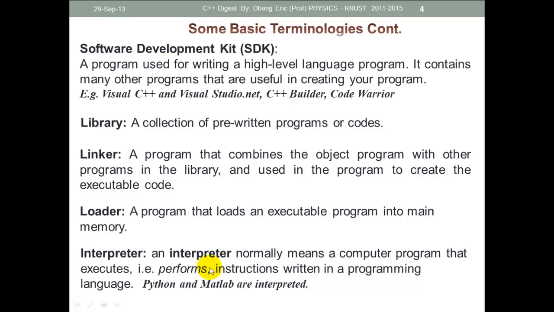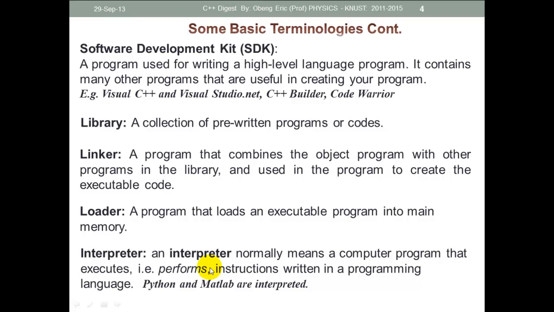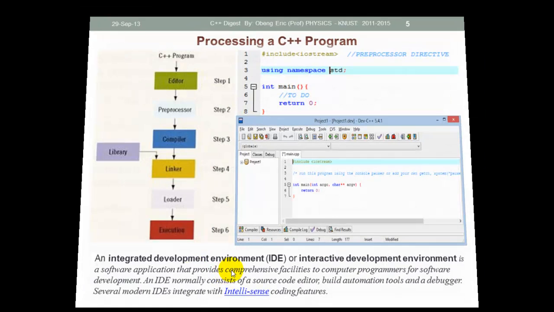Once you click run, the actions that you've written down in your source code begin to execute, and when it comes across any error, it stops at that point. Unlike the compiler, which has to run through your code first, and if there is any error, that error will be thrown at compile time. So take note of that. Interpreters execute the code directly without compiling it. Examples of programs that are interpreted include Python and MATLAB.